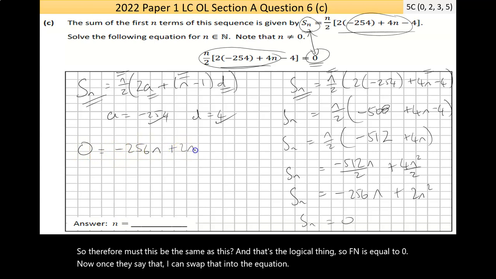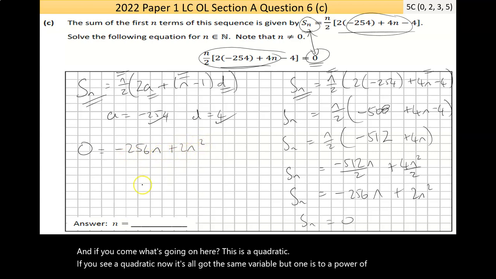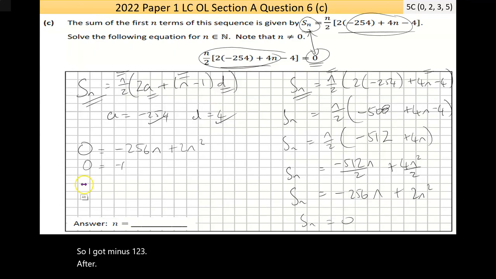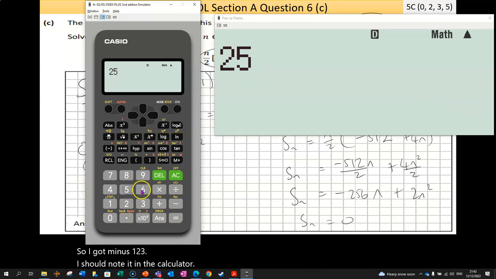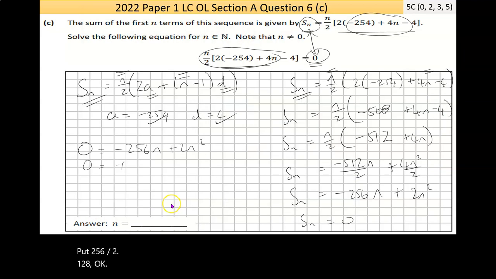And if you copy what's going on here, this is a quadratic. If you see a quadratic, it's all got the same variable, but one is to a power of 2. You just solve it. I can make this simpler by dividing across by 2. So I get minus 256 divided by 2, 128. So that's negative 128n. And divide this side by 2. So 2n squared divided by 2 is n squared.